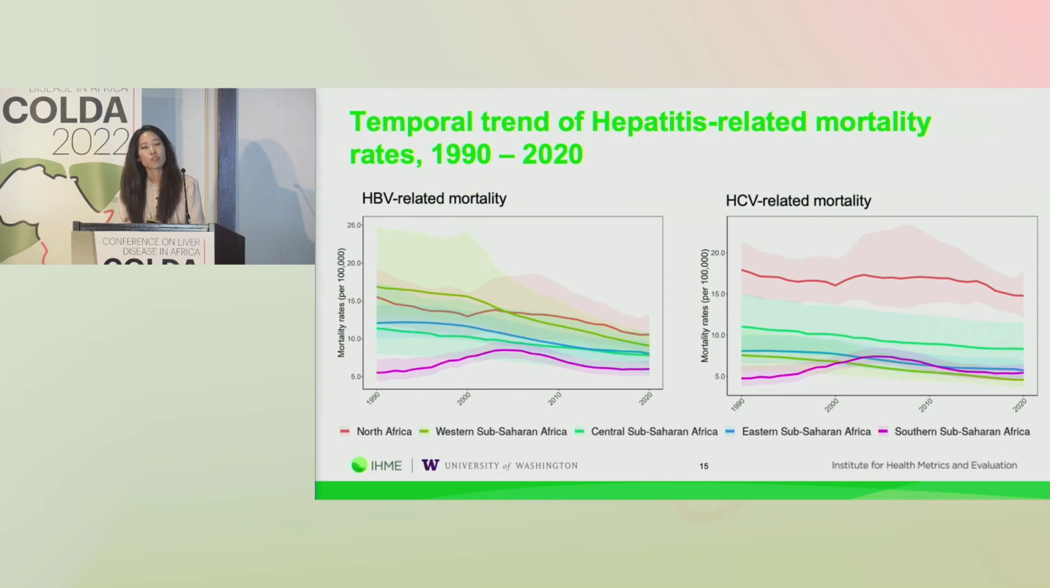Another way to look at the temporal trend is by plotting the yearly rate from 1990 to 2020. On the left, I'm showing hepatitis B-related mortality, and on the right, I'm showing hepatitis C-related mortality, stratified by different African regions.